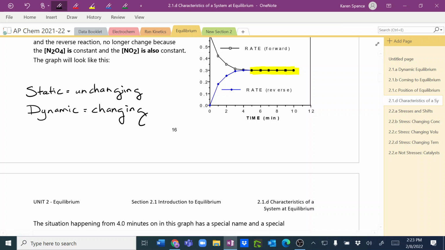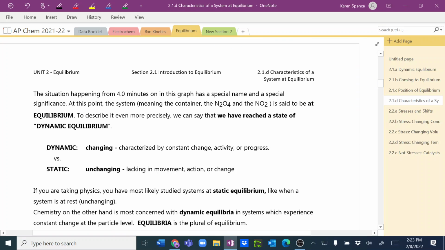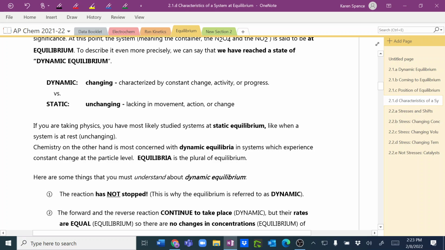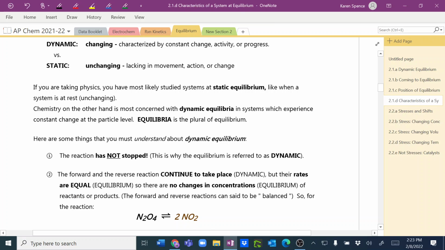Pardon me? It's not the rate, because the rate is staying the same. Yeah, the forward and reverse reactions are still occurring. Molecules of reactant are turning into molecules of product. Molecules of product are changing into molecules of reactant, but the overall concentration stays the same. So it's important, if you're defining dynamic equilibrium, that you include that dynamic portion, that the forward and reverse rates continue to occur. Okay, so the reaction has not stopped.